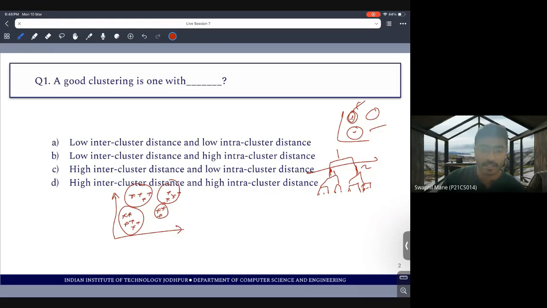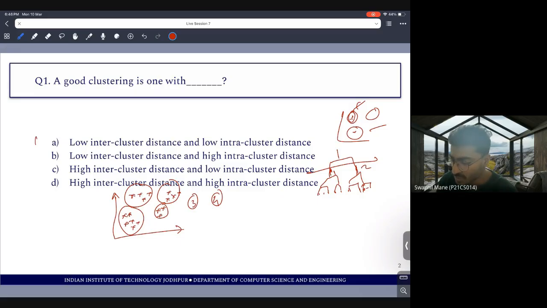So when any algorithm has created the clusters, we need to evaluate whether the particular clusters made by the algorithm are good enough or not, right? Might be three is a good clustering, the fourth is a good clustering. Let's see how we can evaluate.